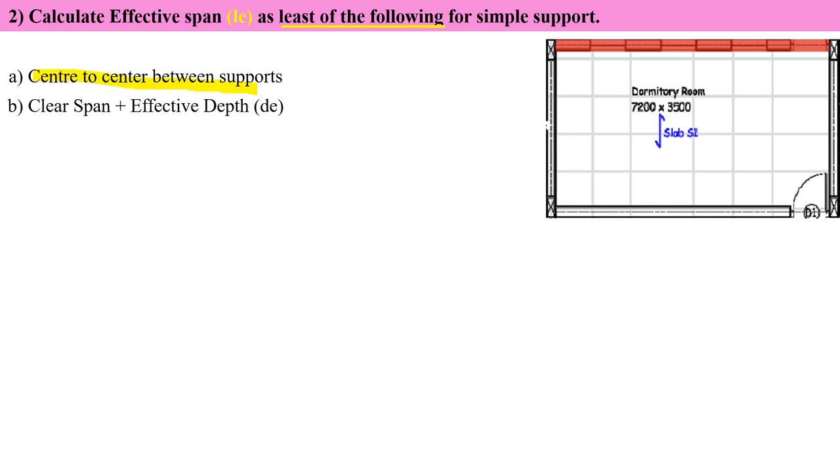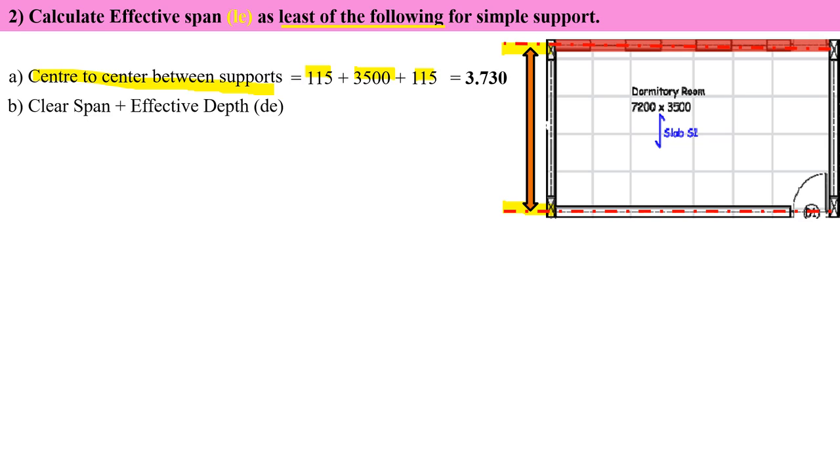So center to center between the supports. I'm going to take the half from this support, from this beam till the half of this beam. So the total distance between them becomes center to center between the supports. So the value will be half of the width of the beam, that is 115 mm, plus clear span, that is 3500, plus half of the width of the beam, that is 115. So value becomes 3.730 meter.